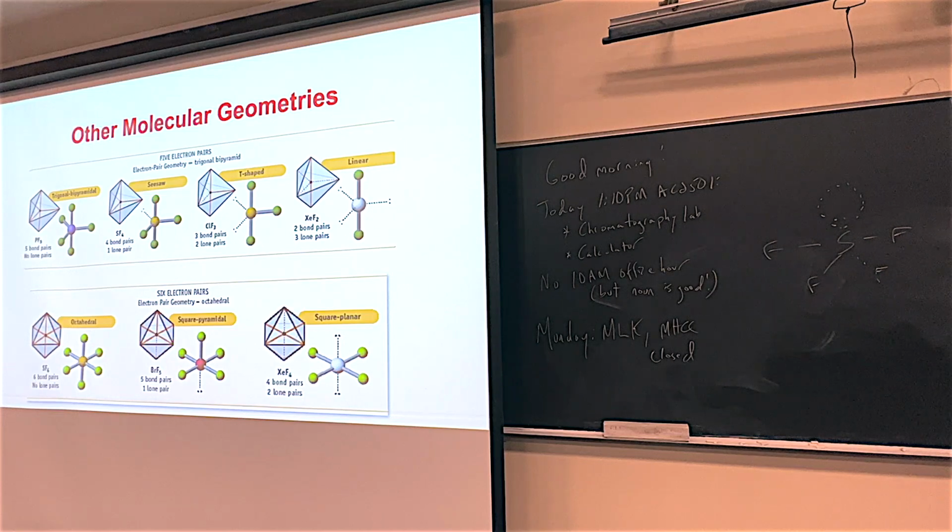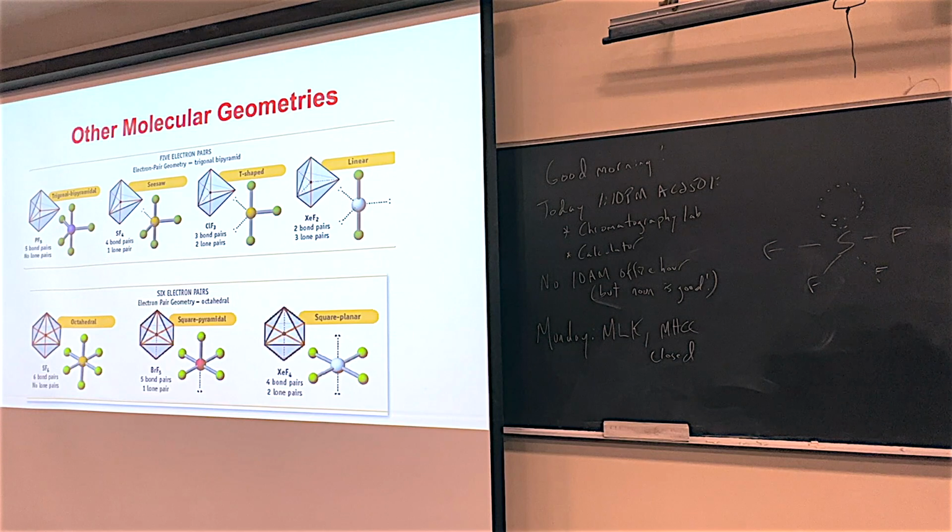But when you start adding 1, 2, or even 3 lone pairs, that's when the molecular geometry name starts to change. So we saw seesaw earlier for SF4. If you had 2 lone pairs, it would be called T-shape. 3 lone pairs actually makes for a linear molecular geometry. Octahedral with 1 lone pair, they call it square pyramidal, and 2 lone pairs, it's square planar.